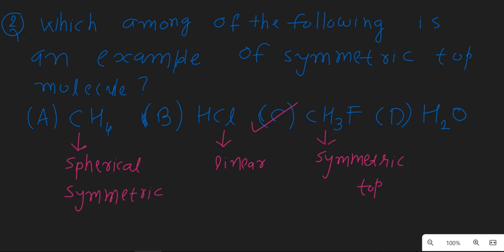Now, second question, which is also a direct question. Which among the following is an example of a symmetric top? So here the symmetric top is CH3F. CH4, methane, is a spherical top, HCl, hydrochloric acid, is linear, and CH3F, fluoromethane, is a symmetric top. So your correct option is C.